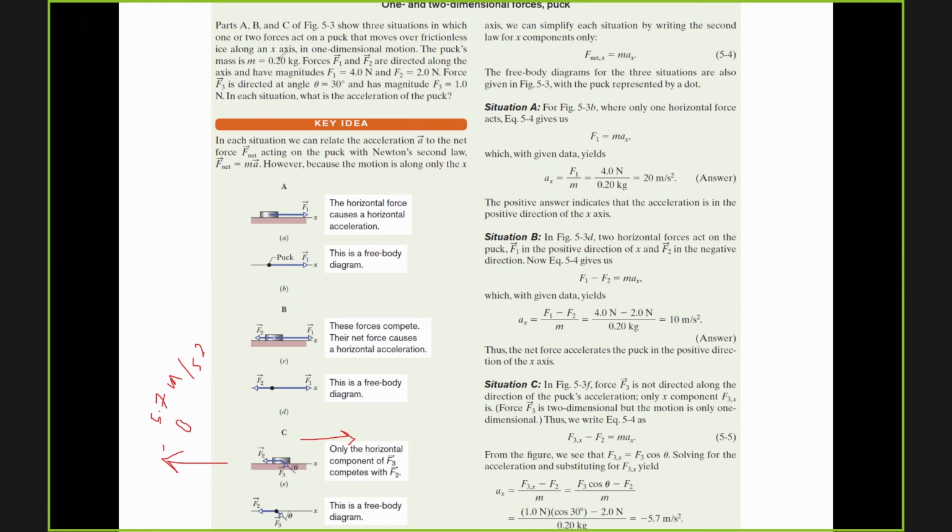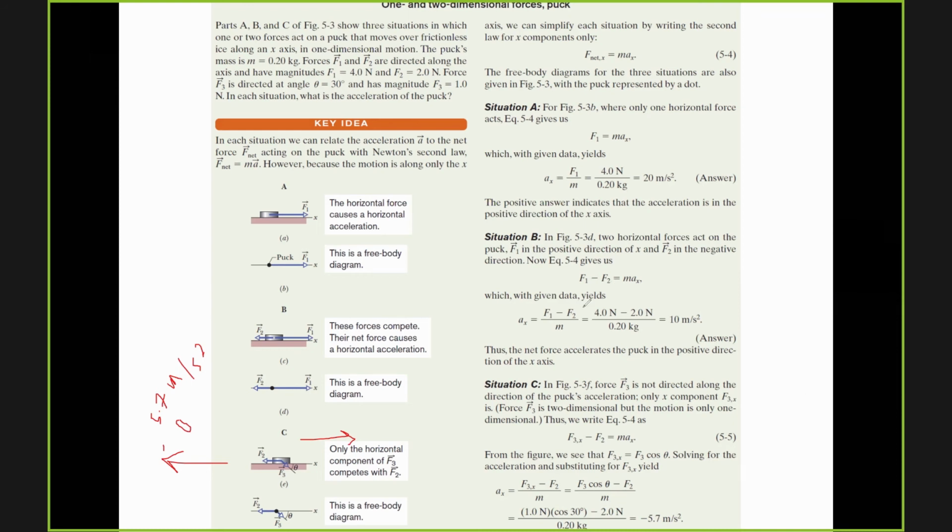Let me see, Wahib. Okay, go ahead, Mubarak. Doctor, in situation B, how did we know the direction of the force? In situation B I don't have a direction. Both of them are horizontal. I have 4 and 2, just subtract them from each other. I don't have angles. Situation B. Yeah, but it says the net force accelerates in the positive. Okay, got it, guys. Okay, good.